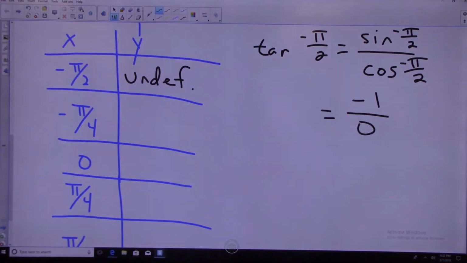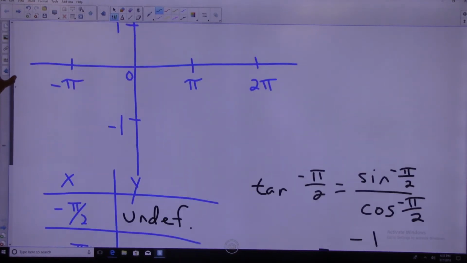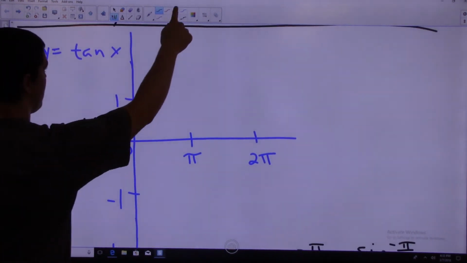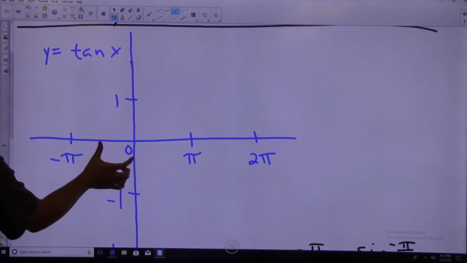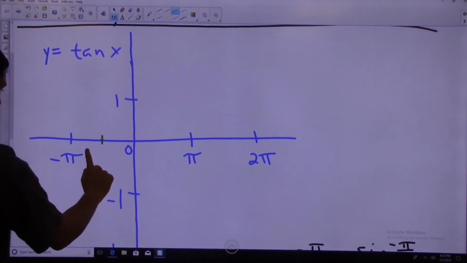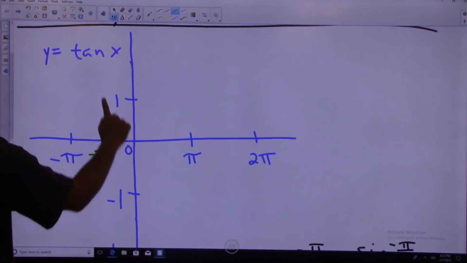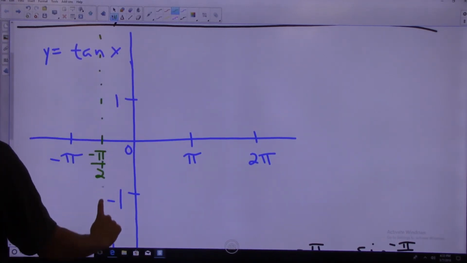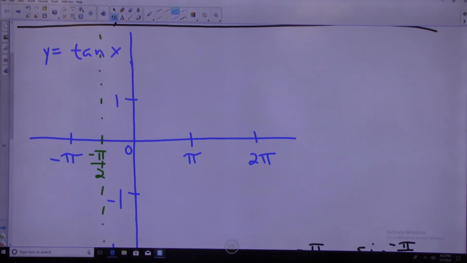Undefined. So guys, if something is undefined in our graph, it is either going to be a hole in the graph or an asymptote. Okay? And in this case, it's going to be an asymptote. So we are going to get an asymptote at negative pi over 2. So let me go and try to find that. Negative pi over 2 would be halfway in between that. Negative pi over 2. And that is going to be a vertical asymptote because it's undefined there. All right, let's keep it rolling.